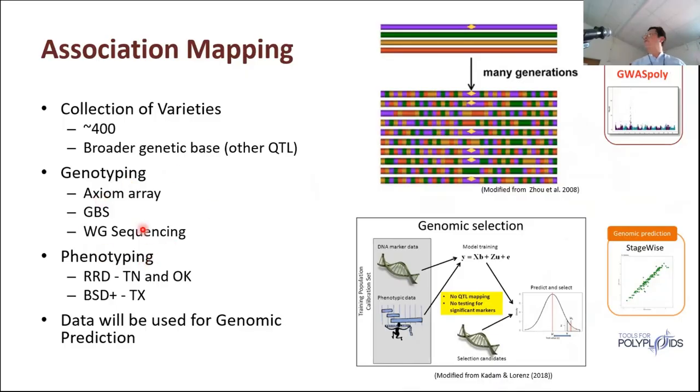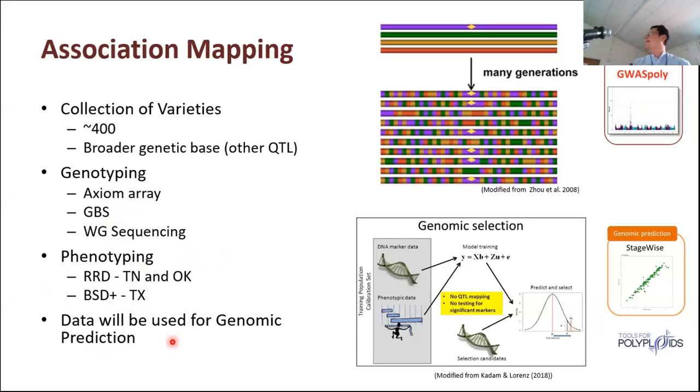Genotyping platforms, we have Array, and we are developing GBS. I think we're very close to do that one. And then we're also exploring whole genome sequencing with other collaborators, okay? Again, we're phenotyping RRD in Tennessee and Oklahoma. We'll be doing black spot in Texas, but also Cercospora and most likely defoliation and many other ornamental traits if we can.